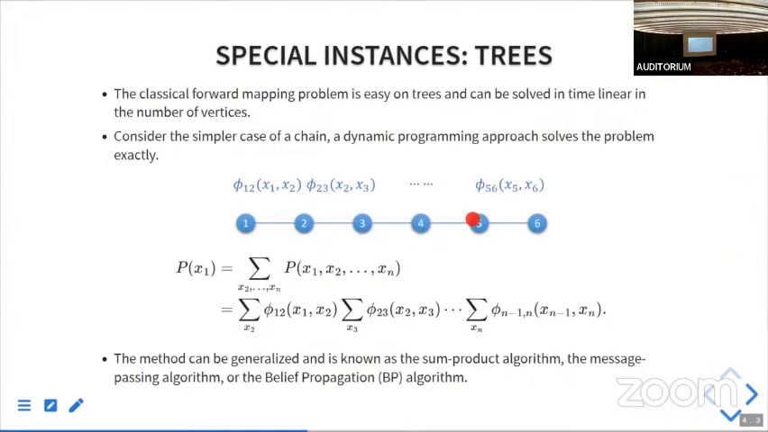This method can be generalized from the chain to trees. When generalized to trees, this algorithm is equivalent to the sum-product algorithm and message passing algorithms, or as people call them, belief propagation algorithms.